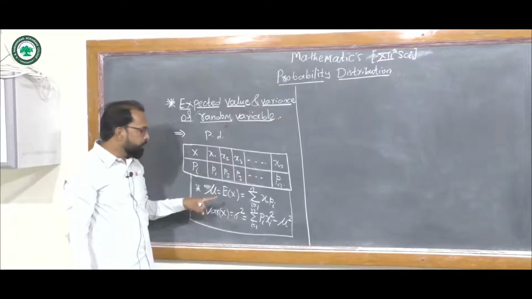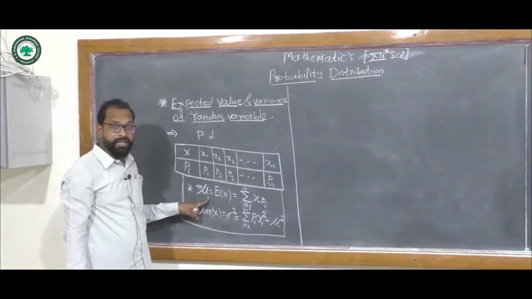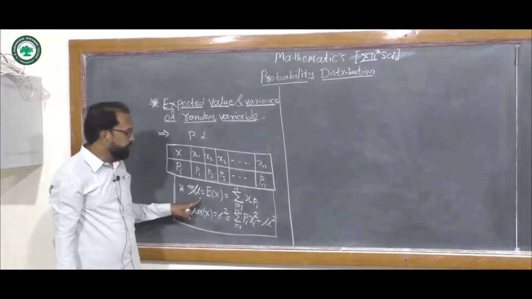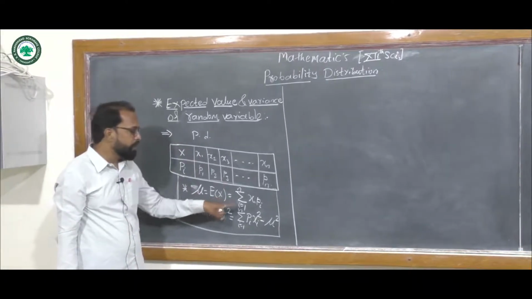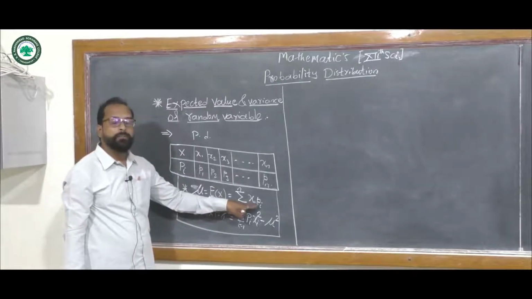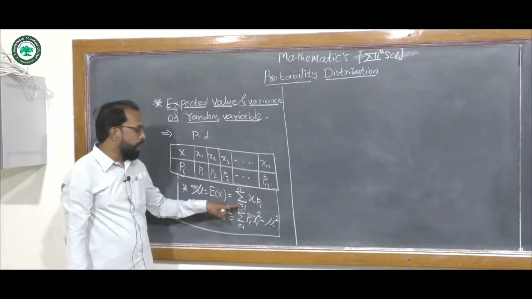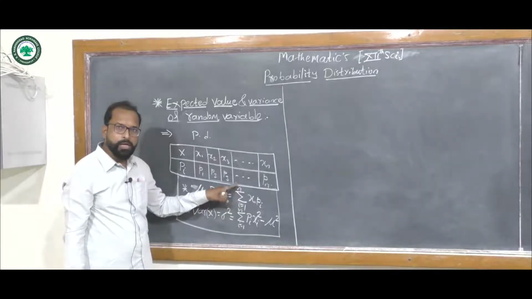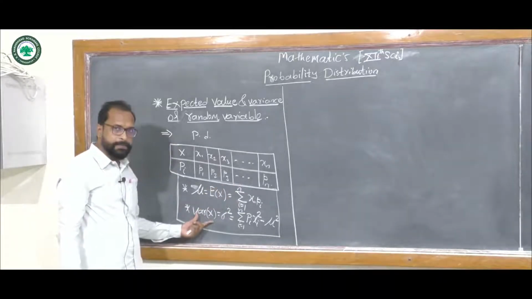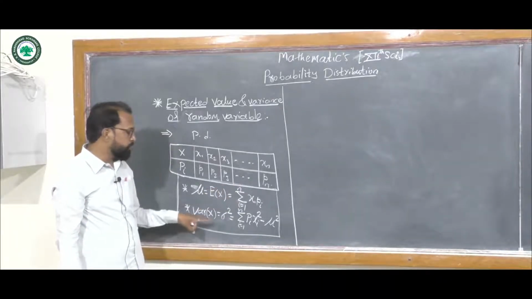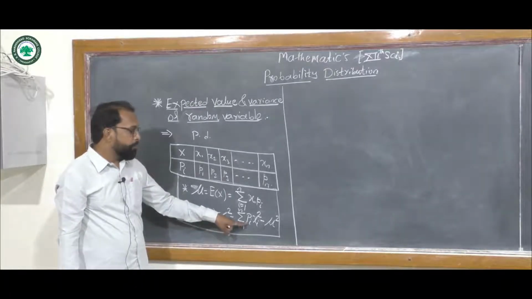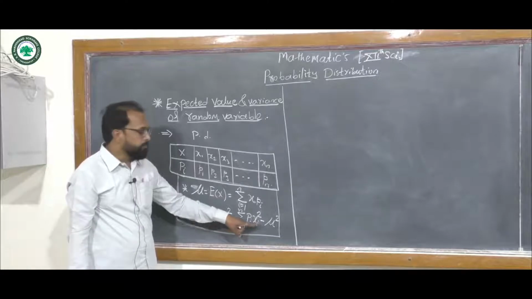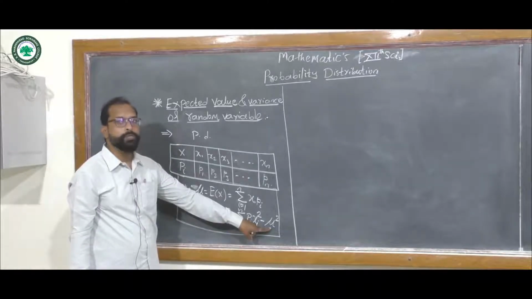Again I repeat, the expected value, which is called the arithmetic mean, is denoted by mu or capital E of x, and is given by the summation of xi pi, where i runs from 1 to n. And similarly the variance, which is denoted by sigma square, is given by summation pi xi square minus the expected value, that is mu square.